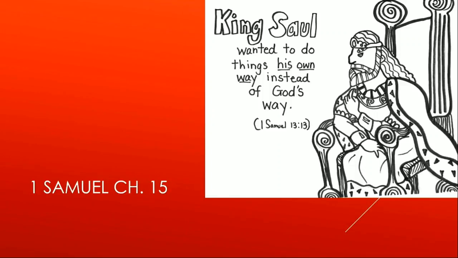Verse 21, but the people took of the spoiled sheep and oxen the chief of the things which should have been utterly destroyed, to sacrifice unto the Most High thy power in Gilgal. And 22, and Samuel said, had the Most High as great delight in burnt offerings and sacrifices as in obeying the voice of the Most High? As in what? Obeying the voice of the Most High. Read. Behold, to obey is, to what? To obey. Read. Is better than sacrifice. Read. And to hearken than the fat of rams.